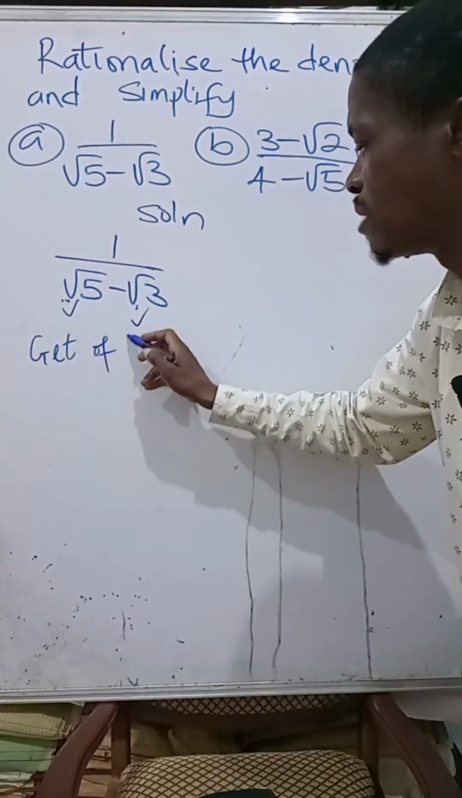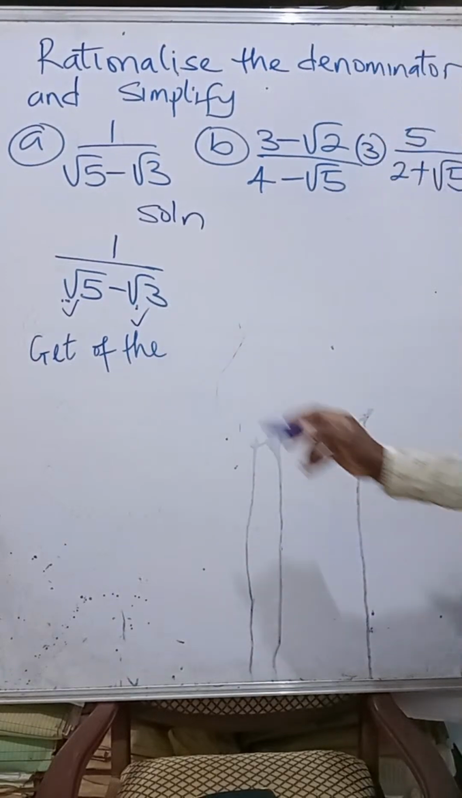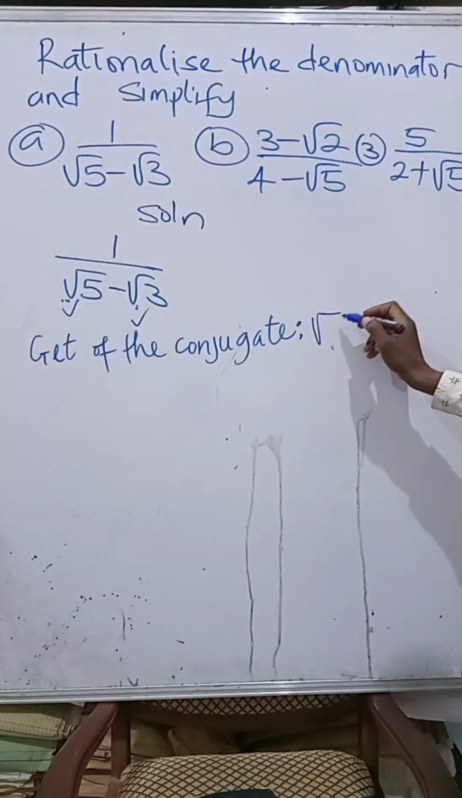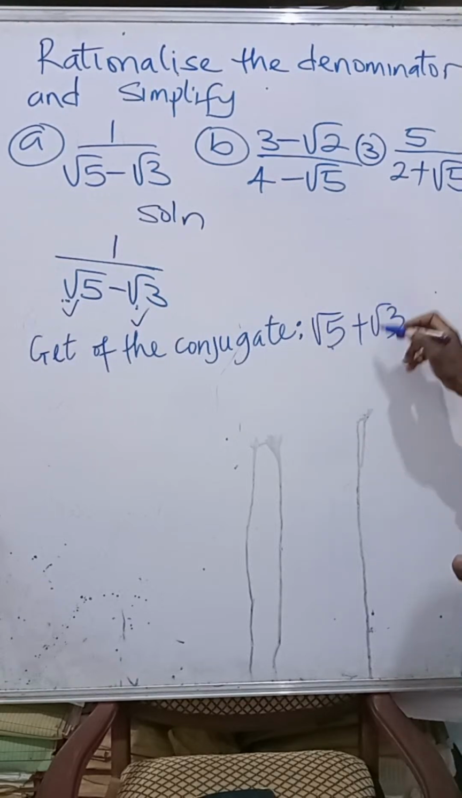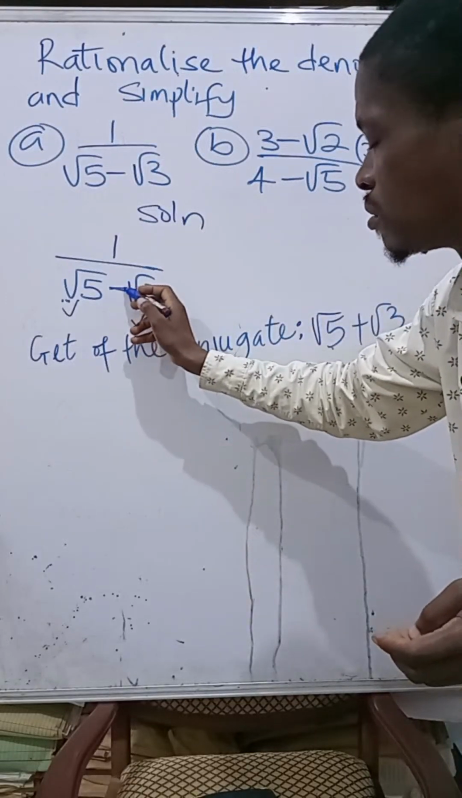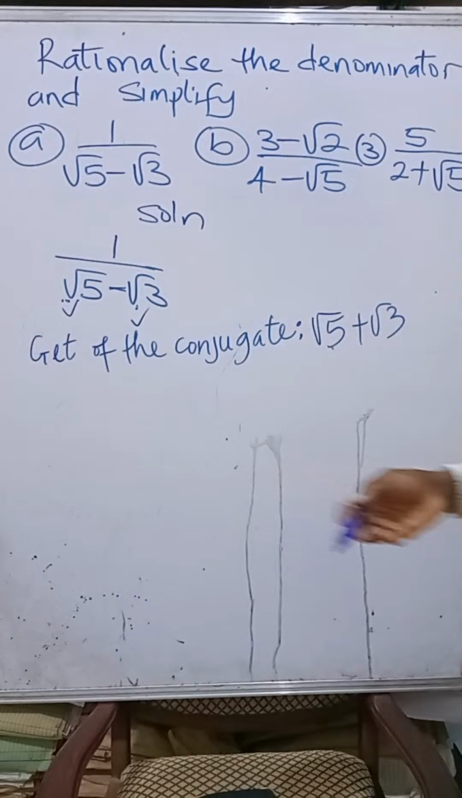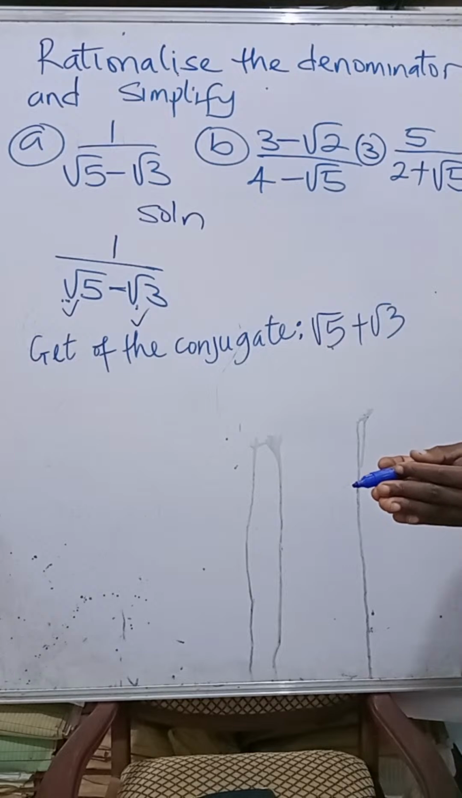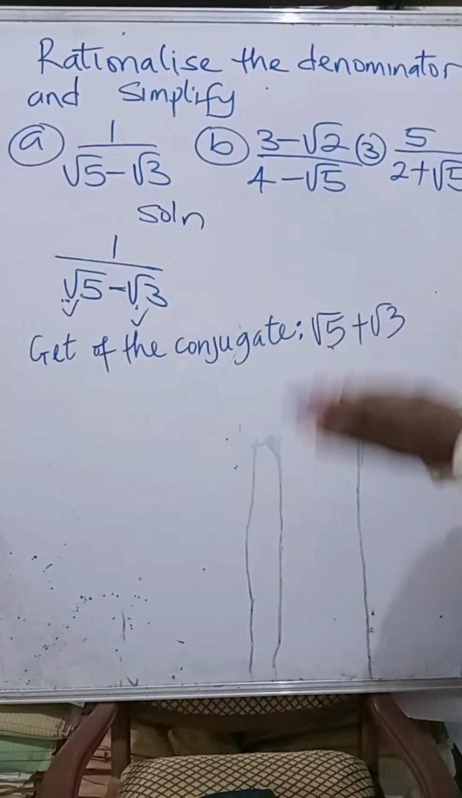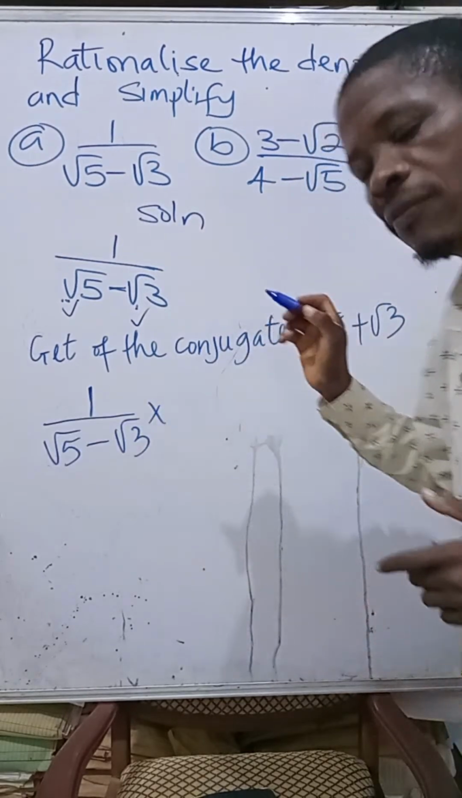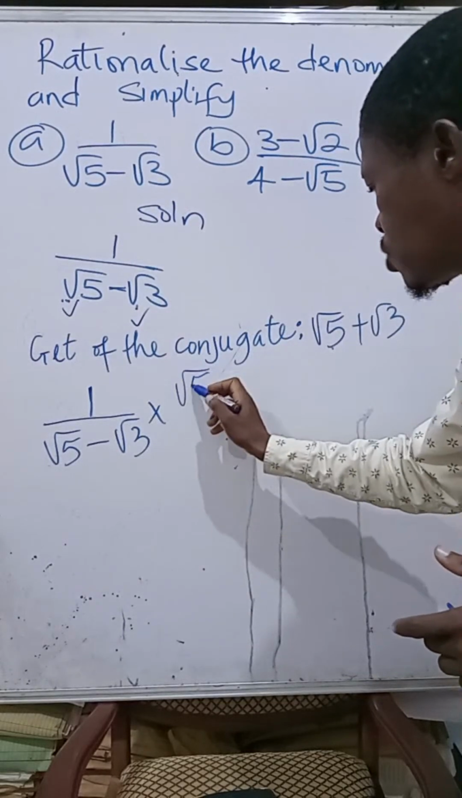Get the conjugate of the denominator, and that will be root 5 plus root 3. At the introduction, I said for you to get the conjugate is very simple. That same expression, just reverse the sign. If the sign is negative, that same expression will turn to positive. If the sign is positive, that same expression will turn to negative. And then multiply the fraction by the conjugate.